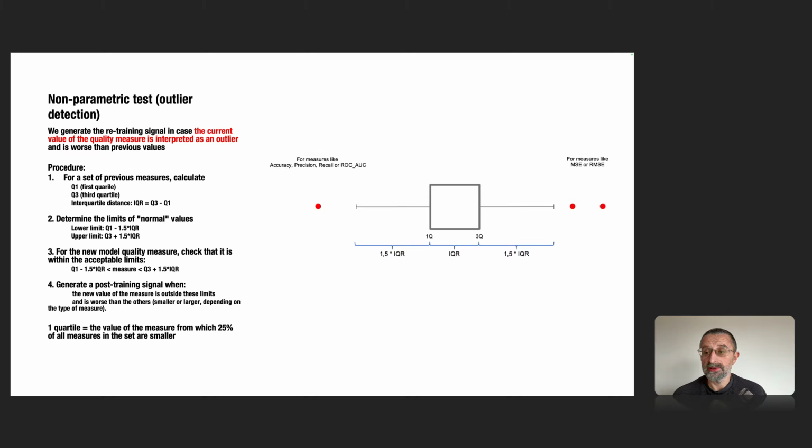Okay, so as you can see, for measures like mean square error or root mean square error, where the higher value of the measure means the result is worse, we trigger the training signal for those values, and for measures like accuracy, precision, recall, or receiver operating curve, area under the curve, for that case. So once again, quite a simple formula, quite easy to compute, extremely fast in computations because we simply cope with simple numbers, so it's immediate. So this is the non-parametric test using outlier detection.